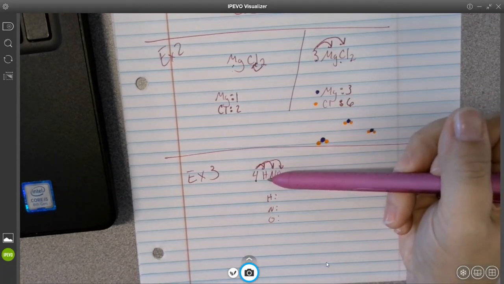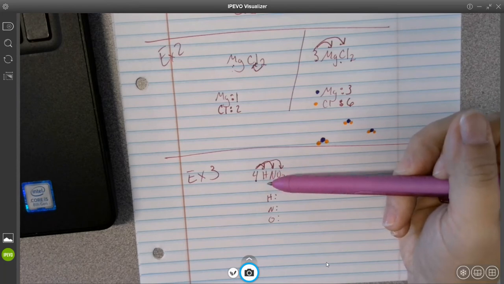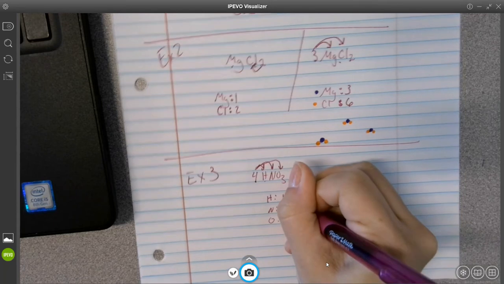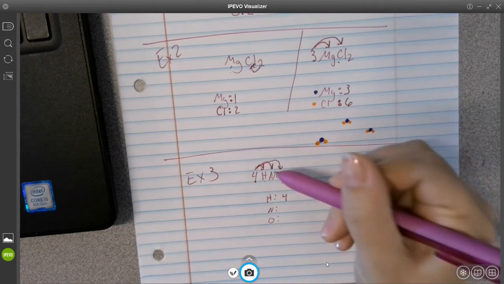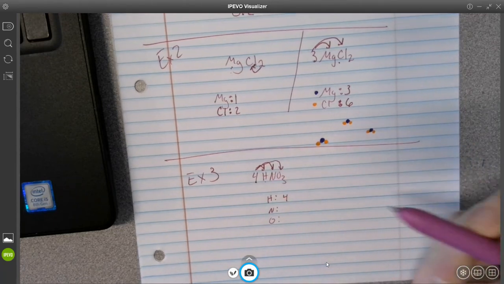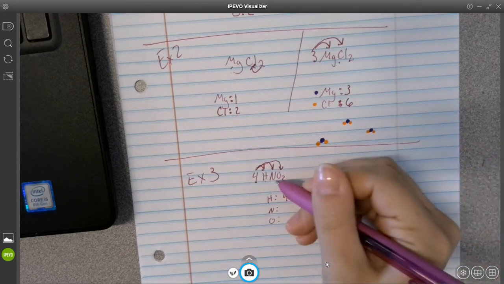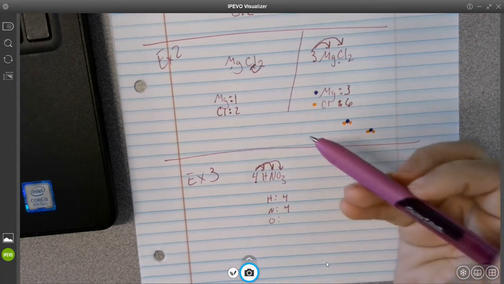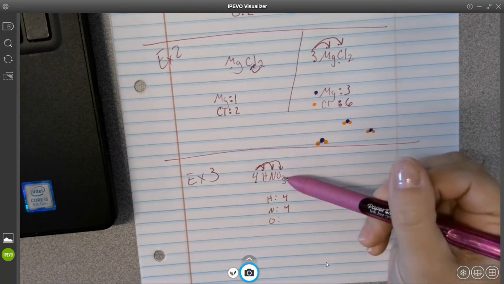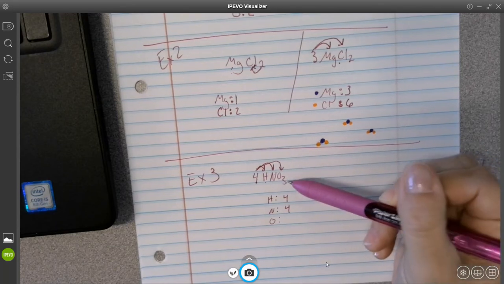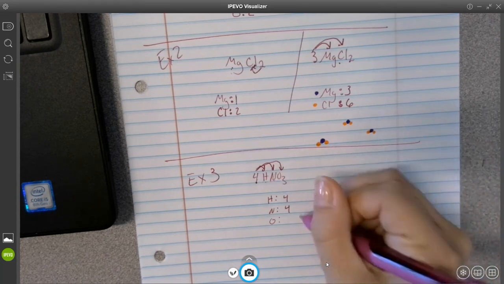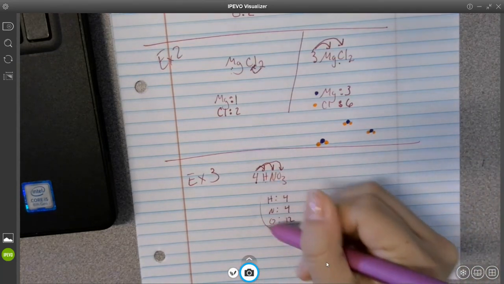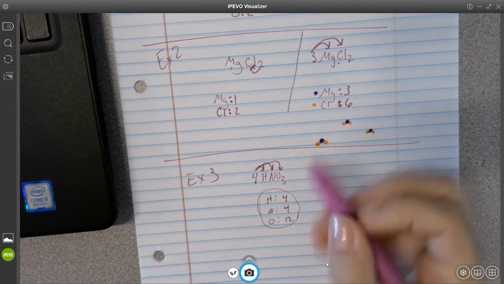Just being present, I know that I have 1 hydrogen, so 4 times 1 is 4. Just being present, I know that there is 1 nitrogen, so 1 times 4 is again 4. And last but not least, I have 3 oxygens, so 3 times 4 is 12. So this is an example of counting our individual atoms.